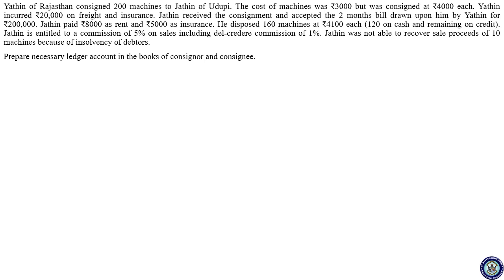Okay. So Yatin of Rajasthan consigned 200 machines to Jatin of Udupi. So Yatin consigned the goods. So Yatin is the consignor and Jatin is the consignee. So number of units: 200.